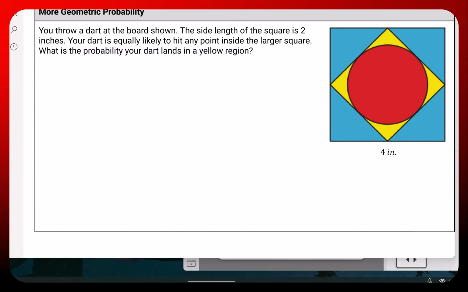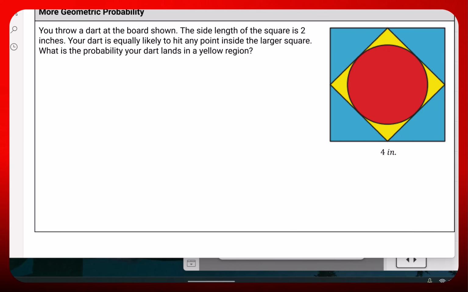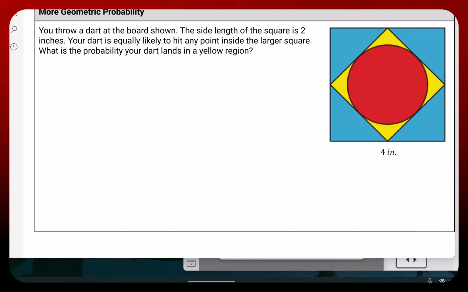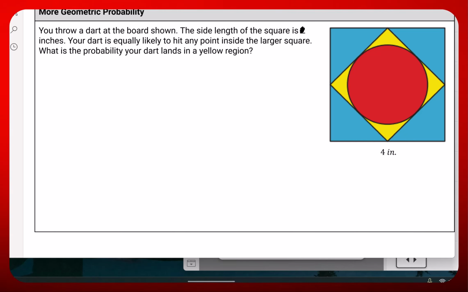Okay, so this bottom half is going to be the most challenging problem of the lesson. There is a typo that I need you to fix. So mark out this little 2. It should say 4. So the side length of the square is 4.